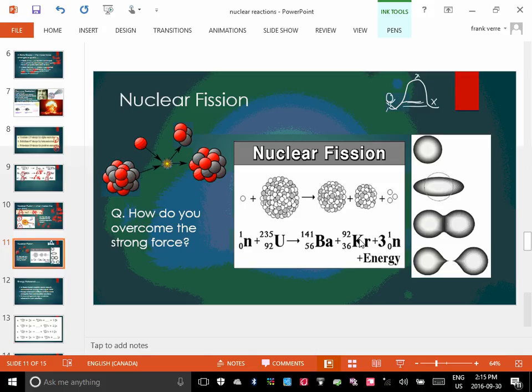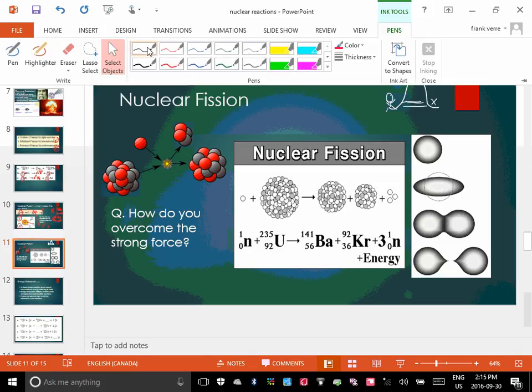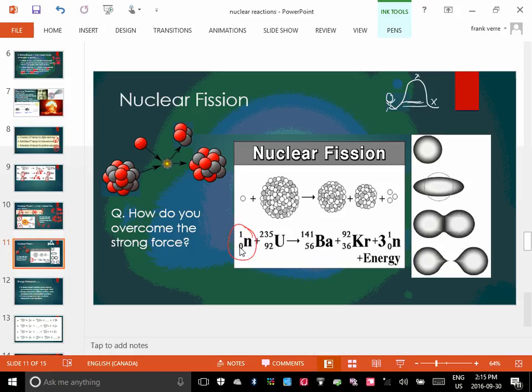Now, how do you break it up? Well, in this case, you strike it with, what do you think this particle on the left side is? What do you think this is? N. So think N. It has a mass of 1 and it has no nuclear charge, so this is a neutron. So you take a uranium, you smash it with a neutron, and what happens is it breaks up into smaller atoms. But again, is it balanced?